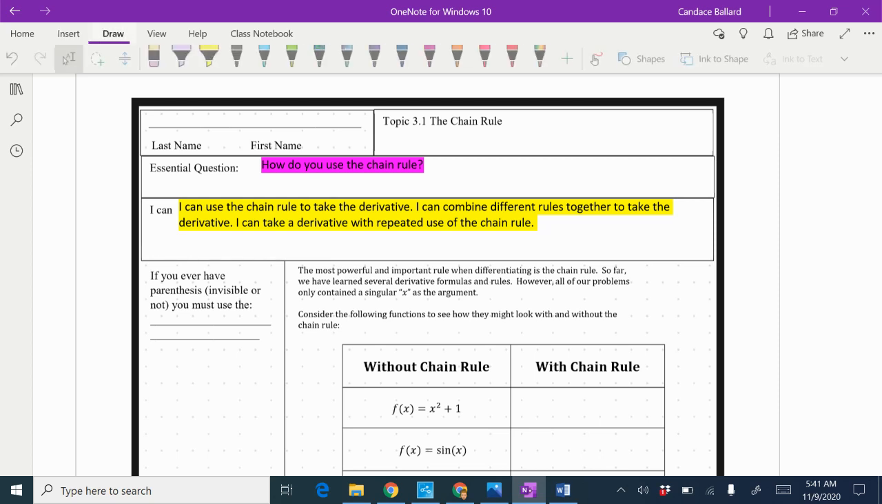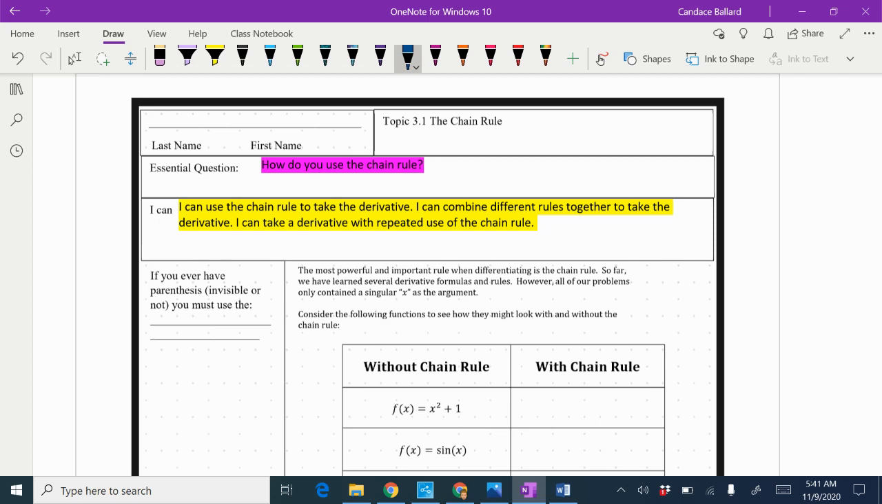So to begin here in the left-hand column, if you ever have parentheses, invisible or not, you must use the chain rule. So that's a good indicator that we need the chain rule. And remember, sometimes we write things without parentheses in it, such as natural log of x, e to the x, sine of x. Mathematicians are lazy and we don't write parentheses when we really should. These things should have parentheses around them. We know we need the chain rule when we see something like that.